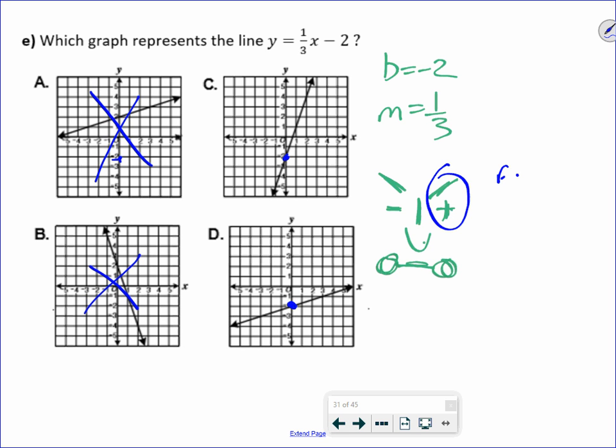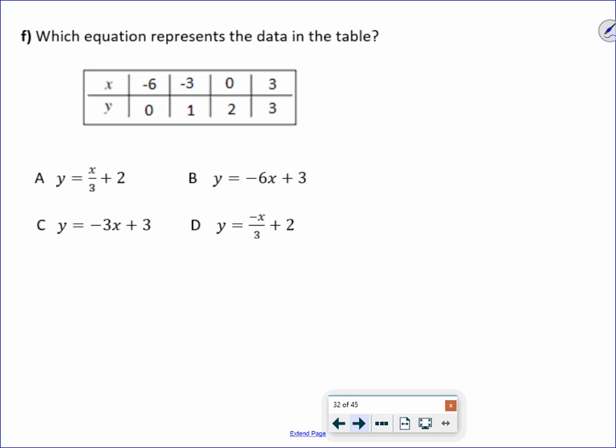And then we just have to do the slope. Remember, slope is rise over run. The slope of this line is rise 1, 2, 3, run 1. So this has a slope of 3. We're looking for a slope of 1/3, which is this one: rise 1, run 1, 2, 3. So the correct answer is D.